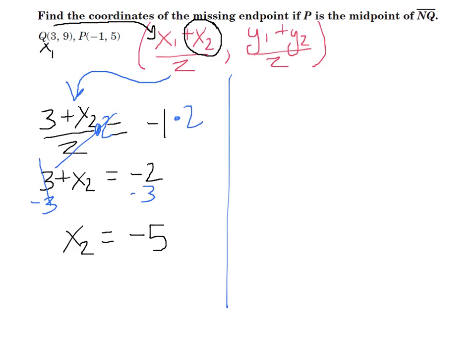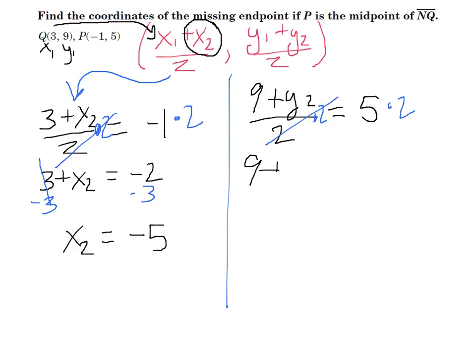Now I need to do the same thing with the y-coordinates. y sub 1 is 9. So here, 9 plus y sub 2, divided by 2, should equal our y for our midpoint, which is 5. So I go through the same process. I'm going to multiply by 2 on both sides. That'll get rid of the 2, leaving me with just 9 plus y sub 2 equals 10.